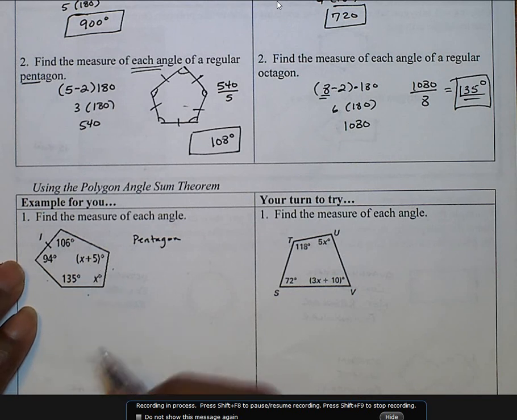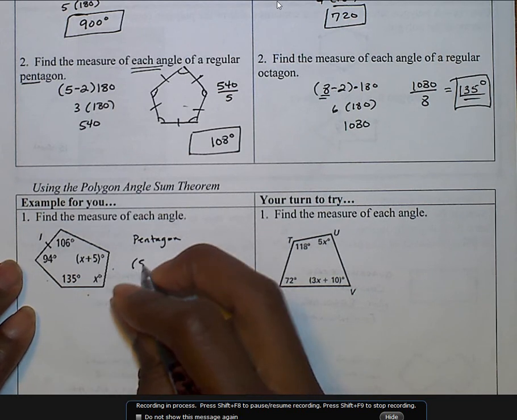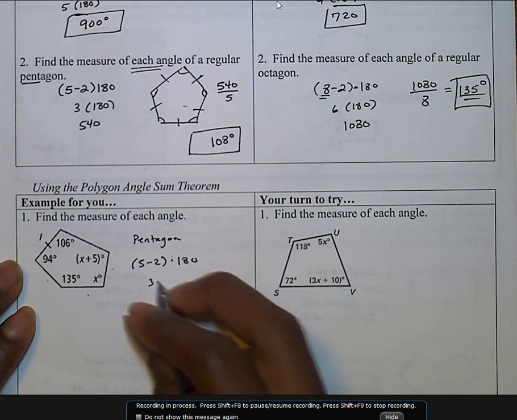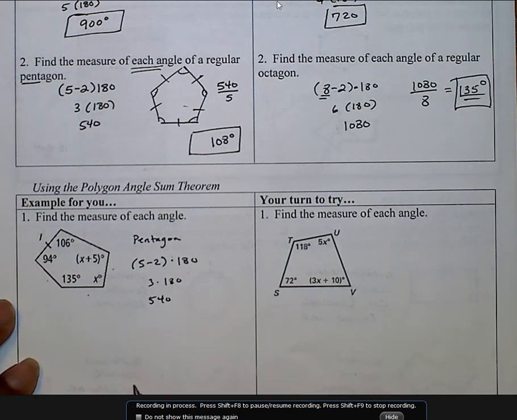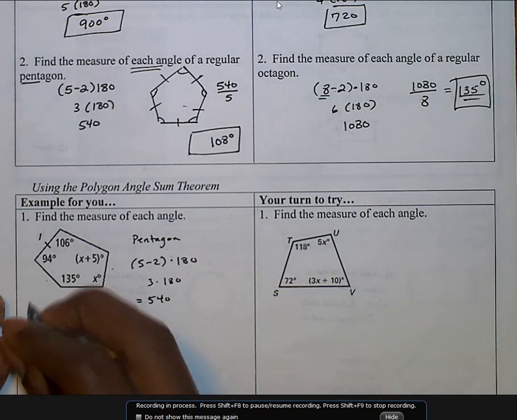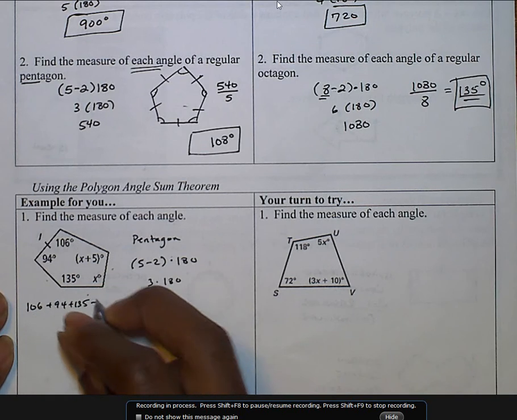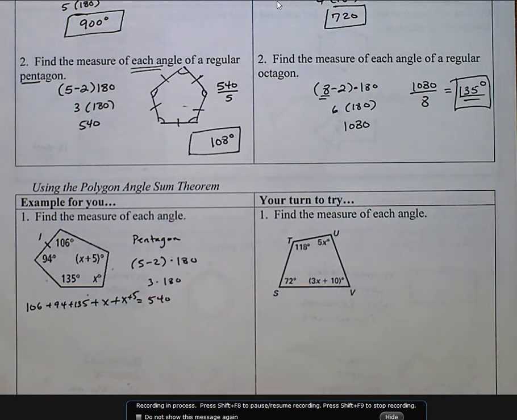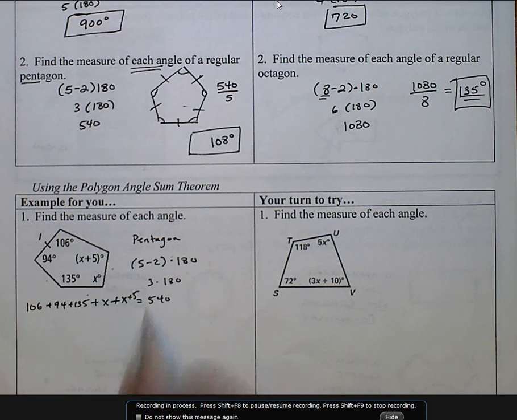How am I going to find these x's? Well, I should say, okay, the total of this thing has to be the number of sides minus 2 times 180. So 3 times 180, which is 540. So all these things together should add up to 540. So I'm going to make that an equation. 106 plus 94 plus 135 plus x plus x plus 5. Okay, so what I did there is I just added all these angles together to make 540.